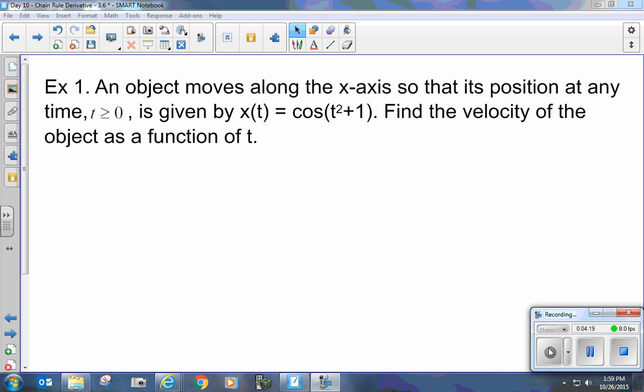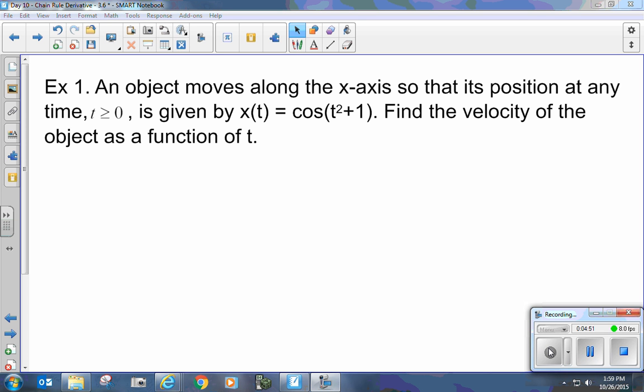Okay, now that was a simplistic example. Let's apply it to something that's more relevant. An object moves along the x-axis, so that's position at any time t, where t for time is greater than or equal to 0. It's given by this function x of t, and it equals cosine of t squared plus 1. Now find the velocity of the object as a function of time. They don't want to know the velocity at a given point in time. They just want to know what's the equation for the velocity.